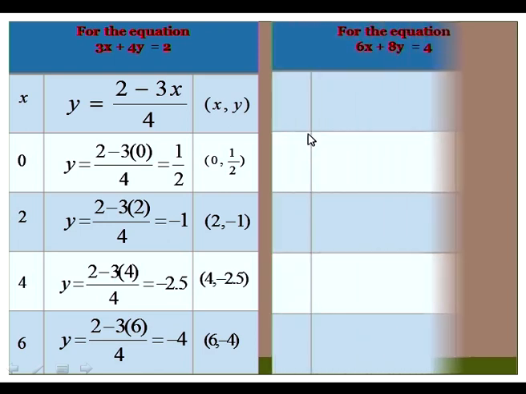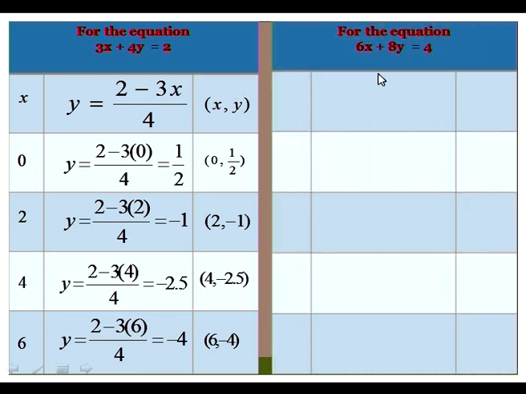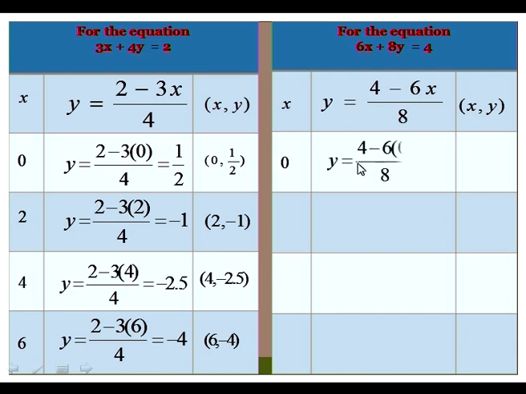Similarly, let us try to find the ordered pairs for the second line, which is 6x + 8y = 4. For every x, its y value would be equal to (4 - 6x)/8, and the ordered pair is (x, y). So, when my x value is 0, y value would be equal to (4 - 6 times 0)/8, which is equal to 1/2. So, my ordered pair is (0, 1/2).